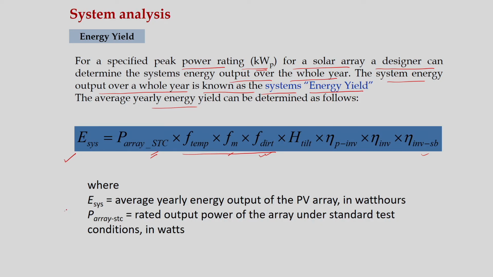Okay. And already we know what E system is: the average yearly energy output. If we do not write this yearly, then of course we will write Y here. At this moment we do not need to write it. And P array STC is the rated output power of the array under standard test condition. For standard test conditions, we represent it in watt, and E system will be in watt hour.